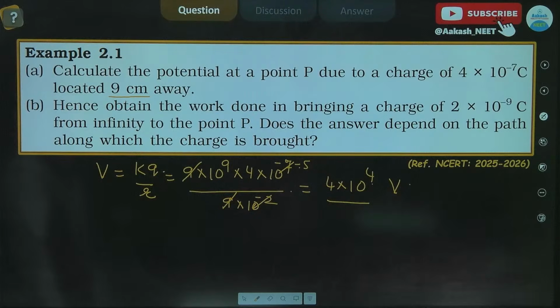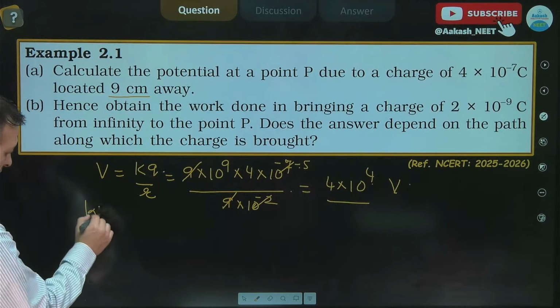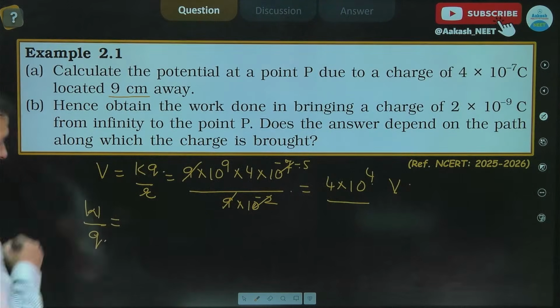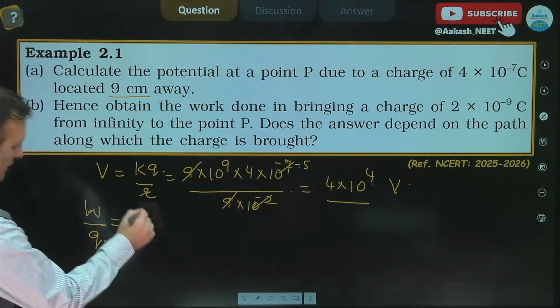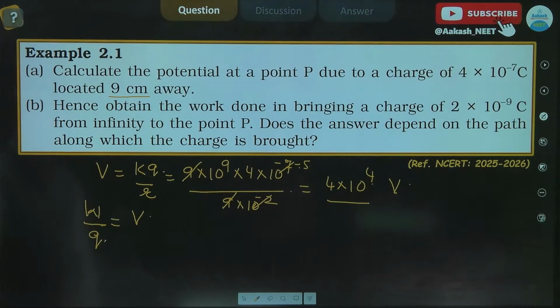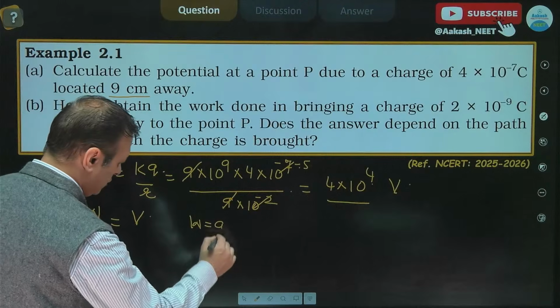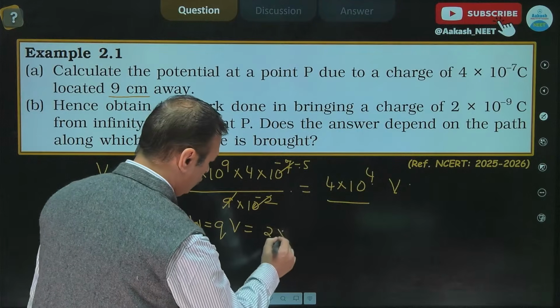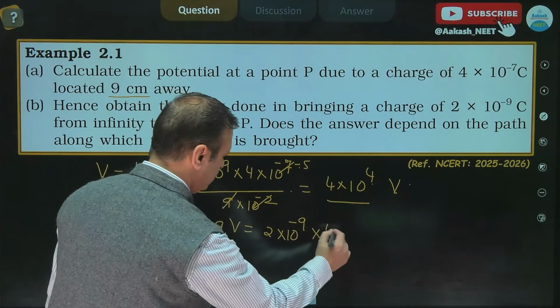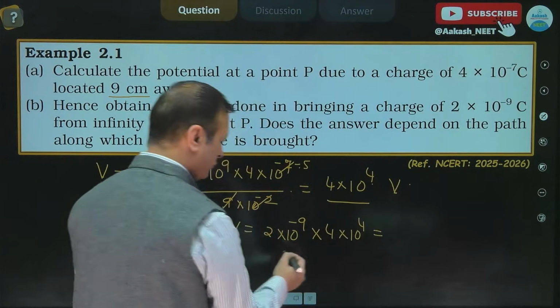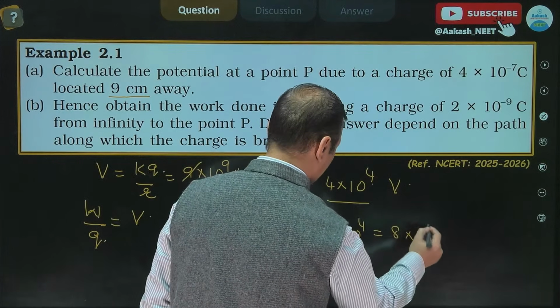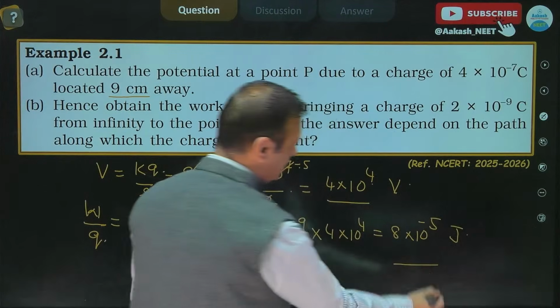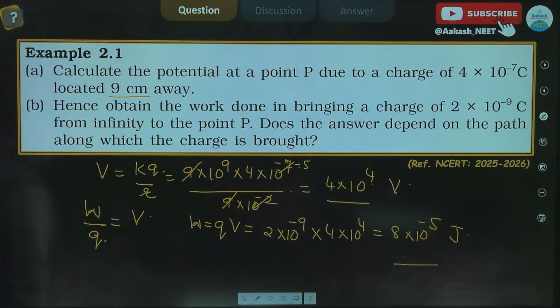Obtain the work done in bringing a charge from infinity to the point P. We know by definition, work done per unit test charge from infinity to point P is the potential at point P. So work done is simply charge into potential. So what charge are you bringing from infinity? 2 into 10 to the power minus 9, potential is 4 into 10 to the power 4, so that makes it 8 into 10 to the power minus 5, and because we are calculating work done, that would be in joules.